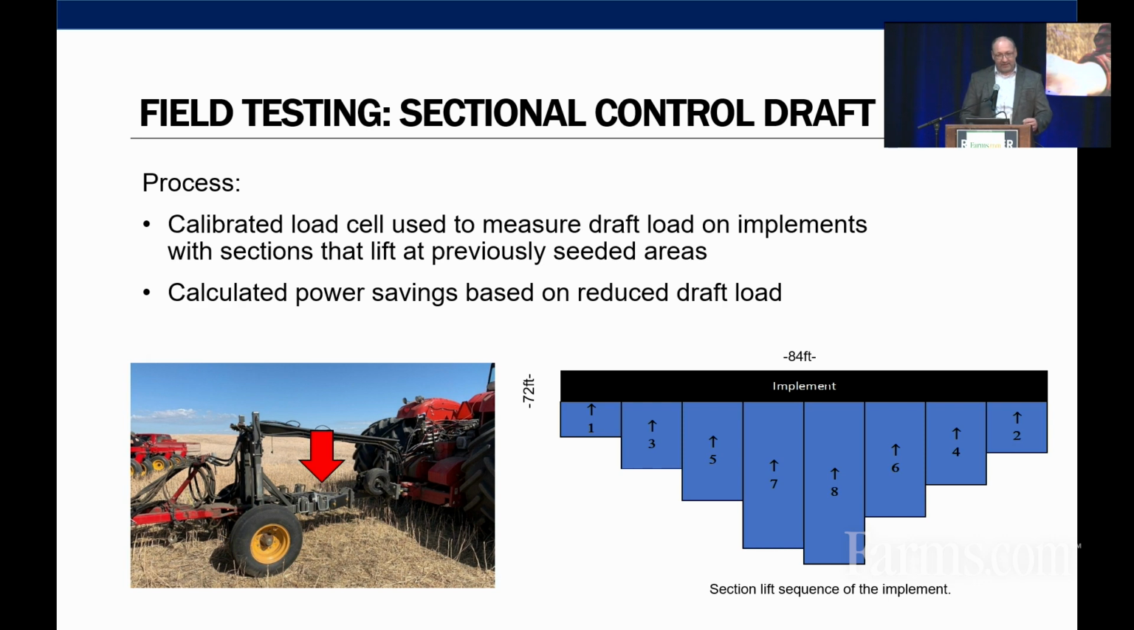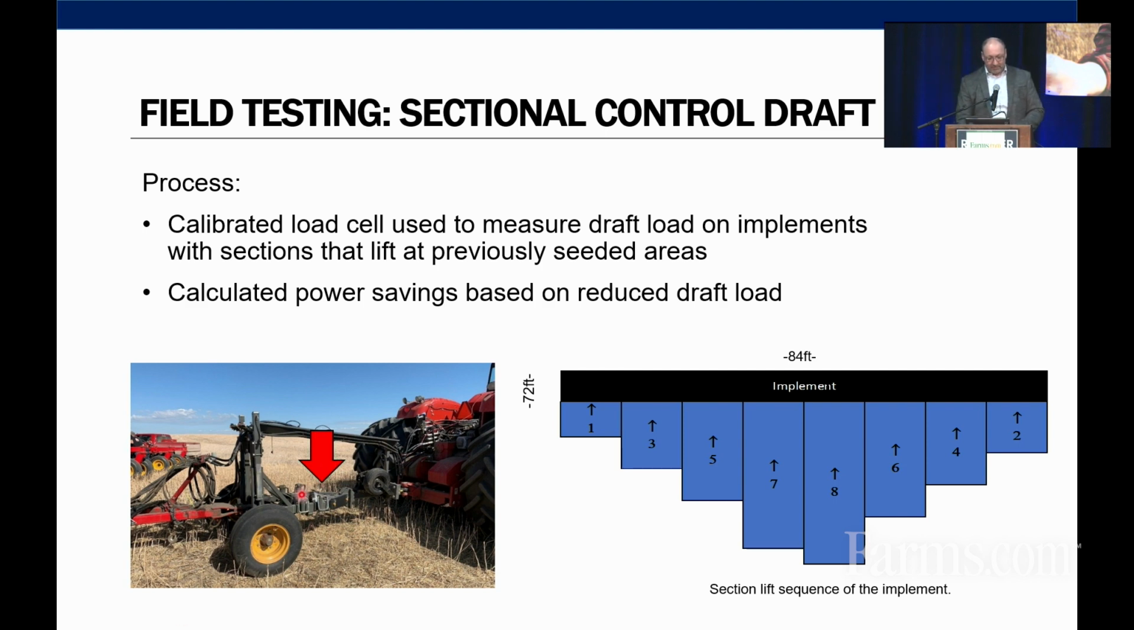The second aspect, and this is one really key part, was understanding the units that can lift the openers and the draft load that can go with that. Two aspects. One is the emissions reduction potential from reducing that overall load on a particular piece of equipment, and then the calculated power savings that go with that.